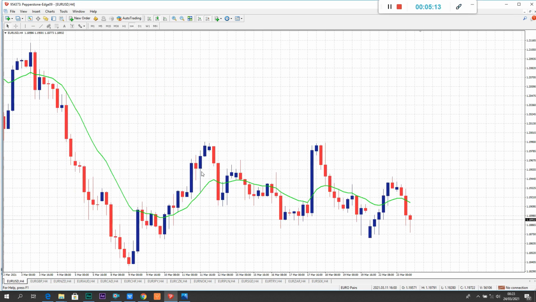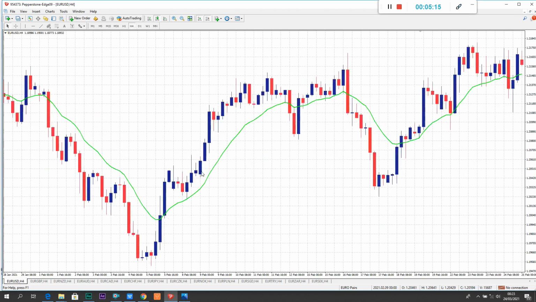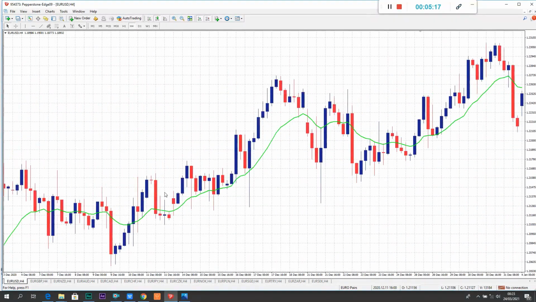So when you have this moving average, let us get into the past a bit. You will see that the price is moving up over it, and then it moves low over it, then up over it, and then below it.